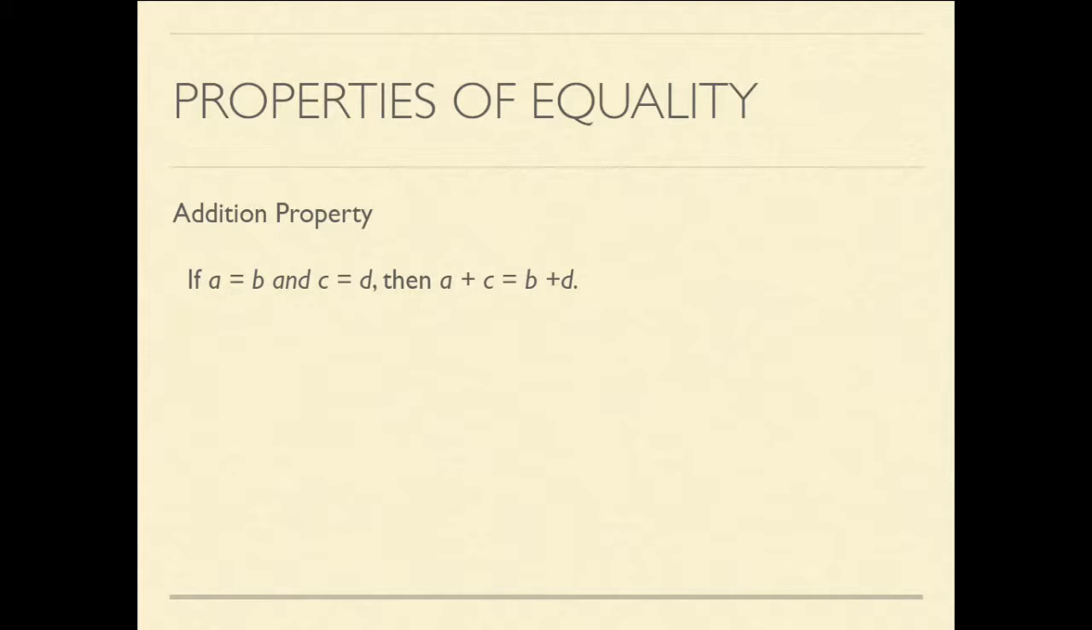if A is equal to B and C is equal to D, then A plus C is equal to B plus D. What that looks like in an example is if A is equal to 5 and C is equal to 6, then A plus C is equal to 5 plus 6.